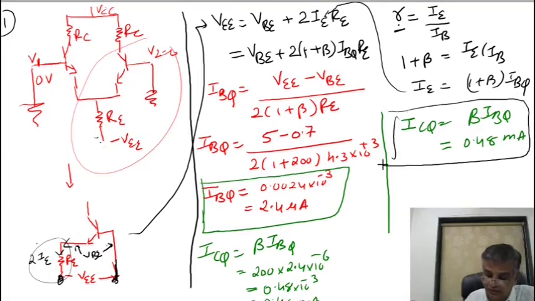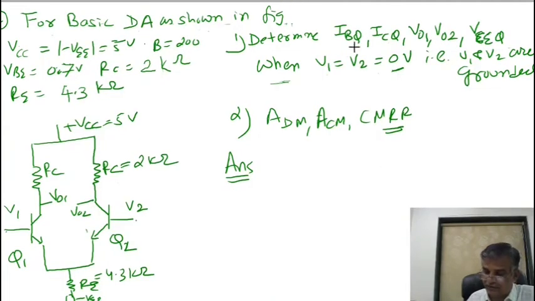What is the question? Look here again. I want to find IBQ, I want to find ICQ. So IBQ I found out, I found ICQ. Let us find VO1, which means this. VO1 is this. So let us calculate VO1. How to calculate VO1, that I am telling you.